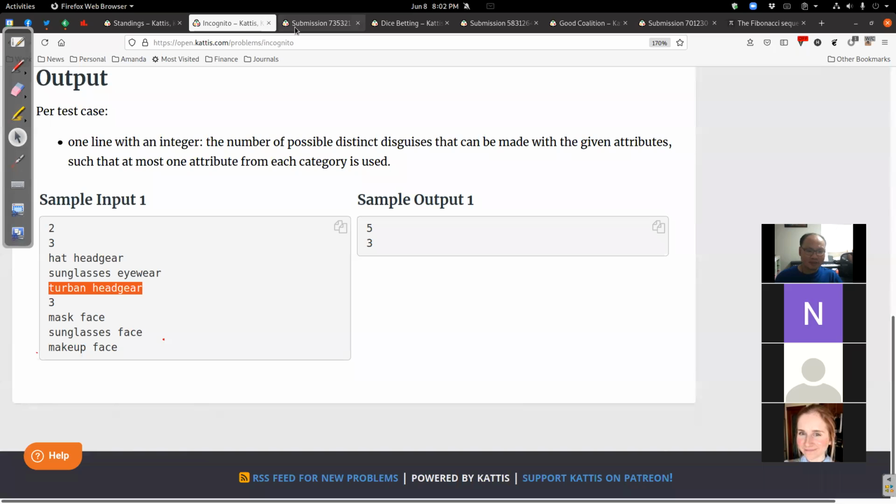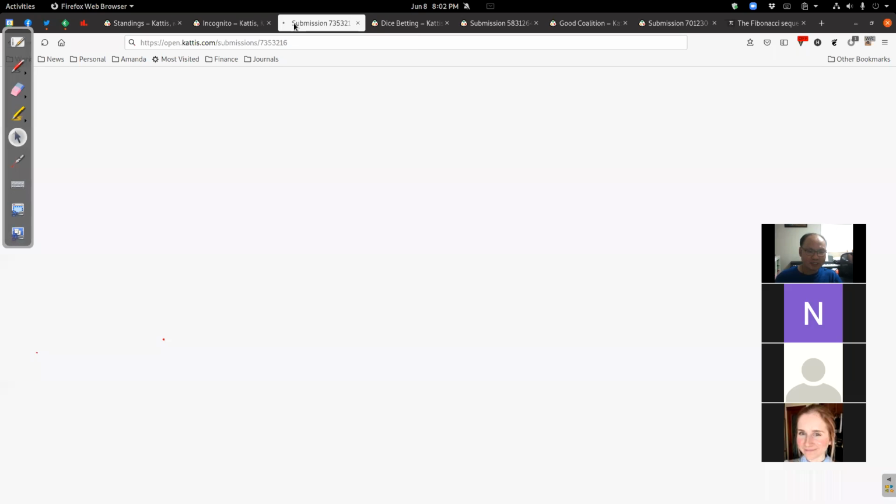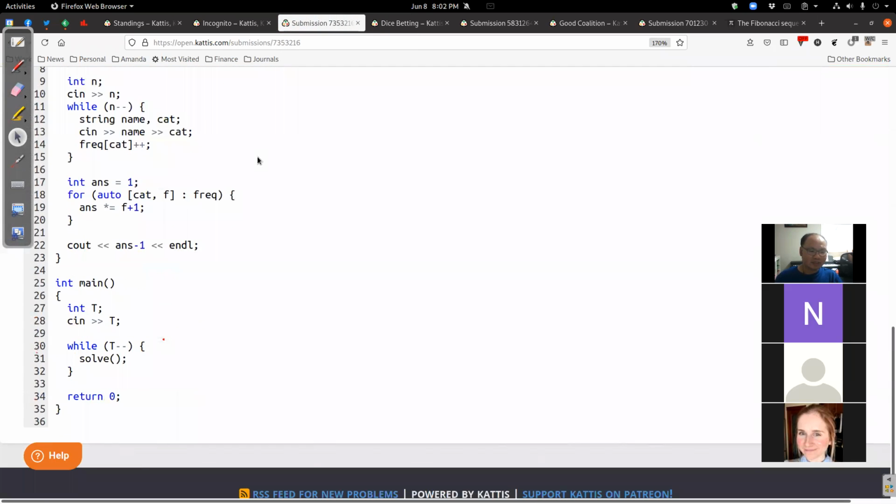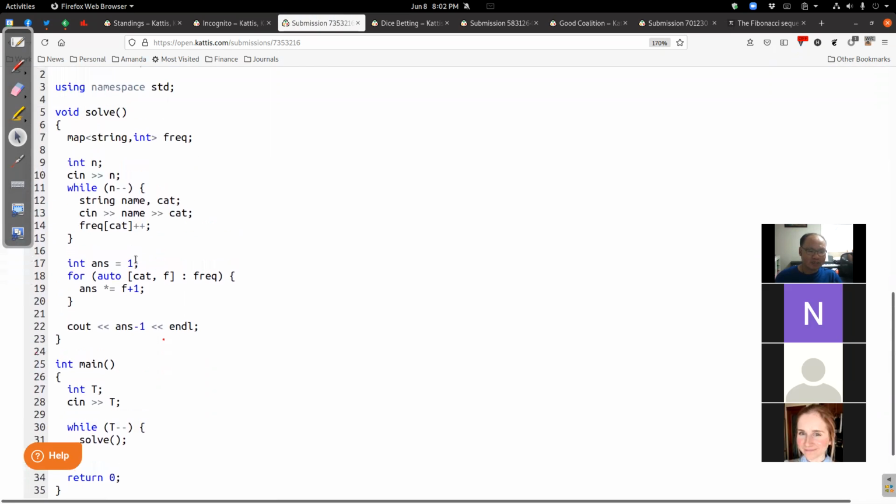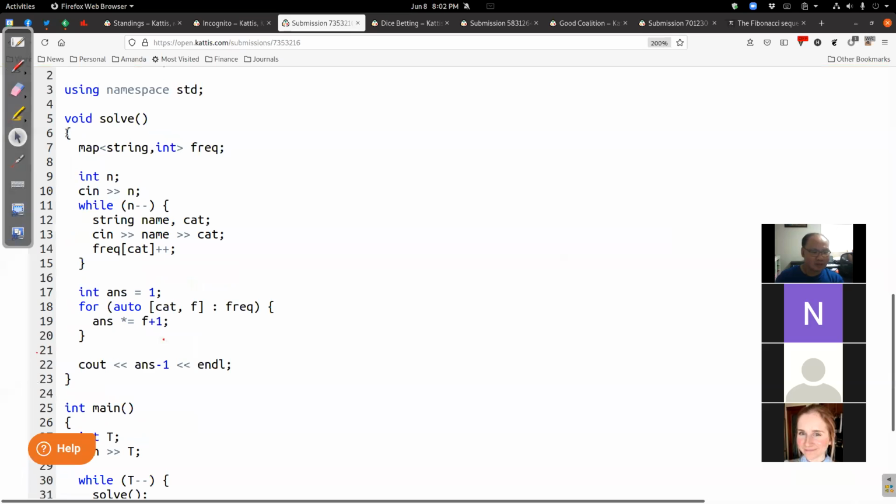Okay. So if you understand this and you agree with this, the code is actually relatively straightforward. The main doesn't really have much to do, just read in the number of cases and call solve that many times. So everything happens in solve. So what is solve? I count how many times each category appears. So do I have 5 headwears? Do I have whatever it is? Okay, so what to do? I read in the number of things. For each thing, I read in the name, I read in the category. I actually don't even care about the name. And then I just say I have seen another thing in that category.